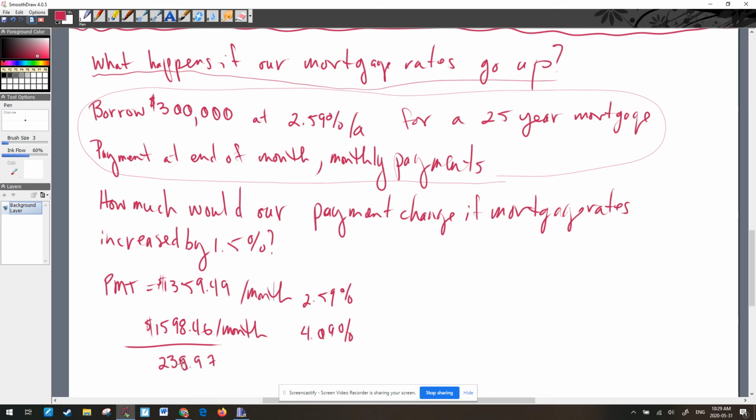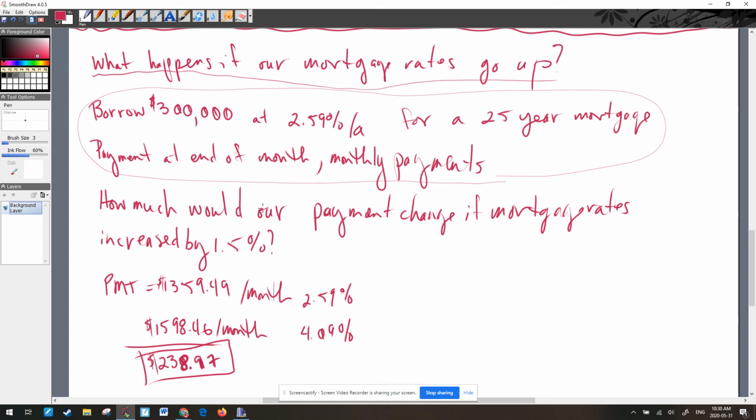$238.97, which is about $240 a month extra that I wasn't planning for just because the mortgage rates went up a little bit. Now, 1.5% right now is a big shift, but back when I was a kid, mortgage rates got as high as 16, 17, 18, and in some cases 20%.